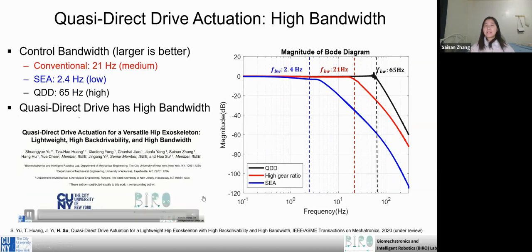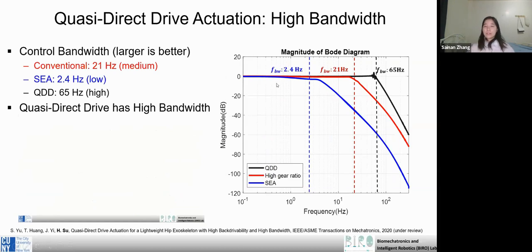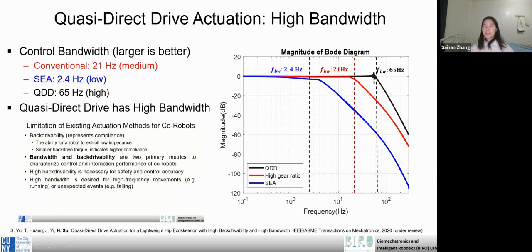And this slide is about the bandwidth. For the bandwidth, the larger bandwidth is better.